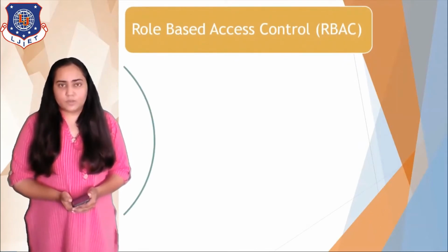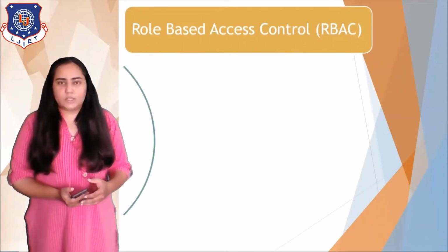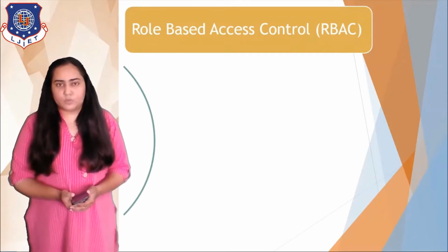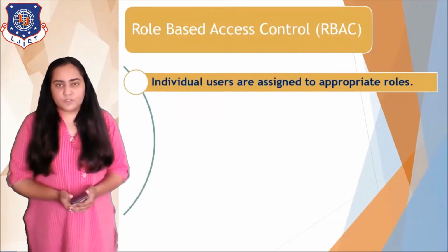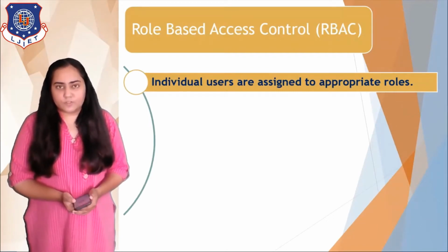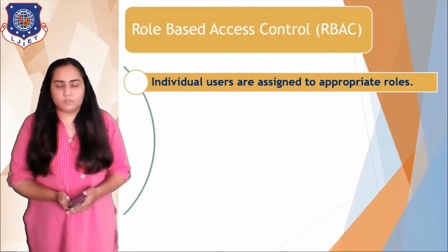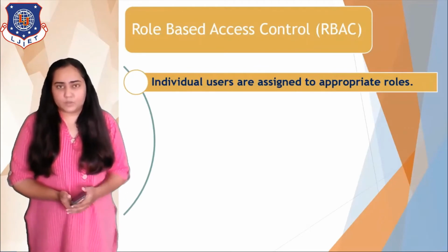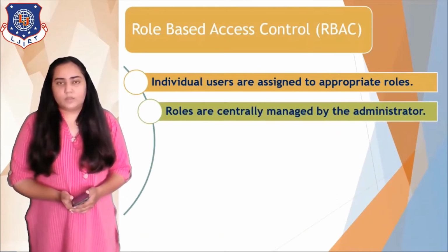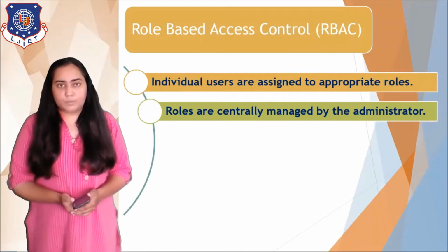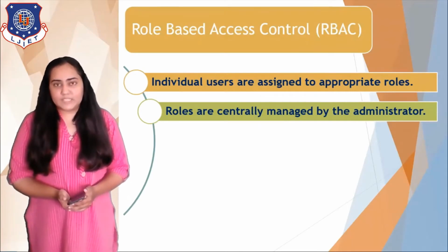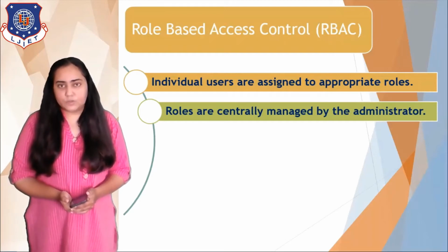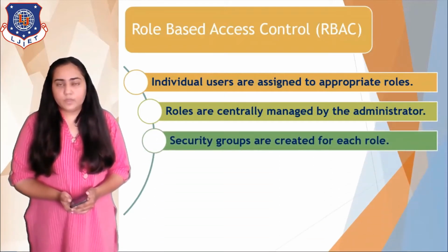Role-based access control is done in the same way as discretionary access control with very few differences. So first of all, individual users are assigned to different roles. For example, the user is an employee, or a manager, or a sub-manager, or something of that sort. Then roles are also centrally managed by the administrator. So the database administrator decides which role to assign to which person. And then security groups are created for each role.